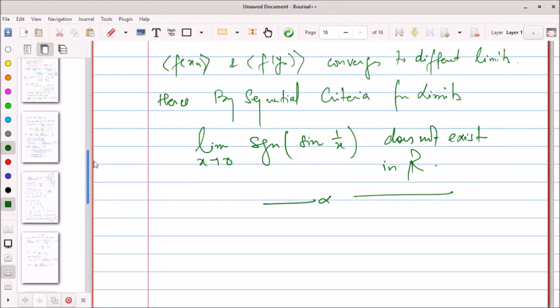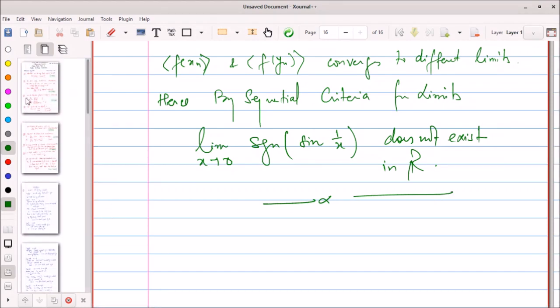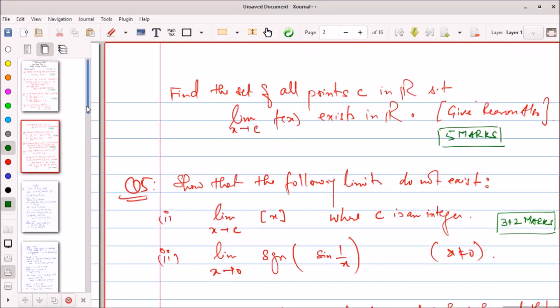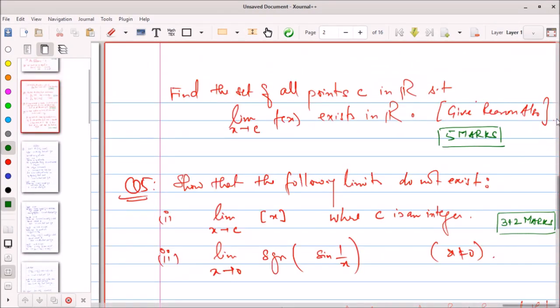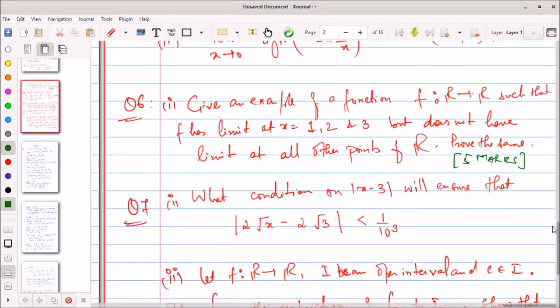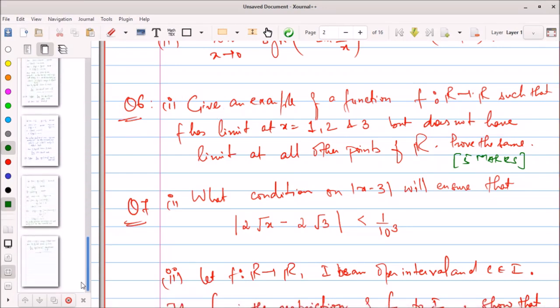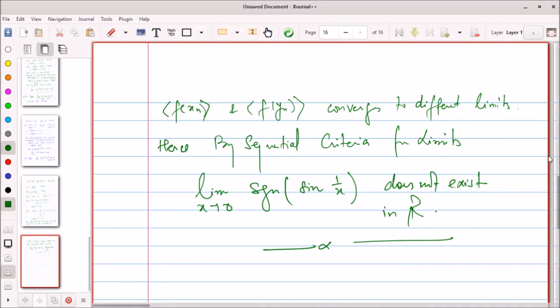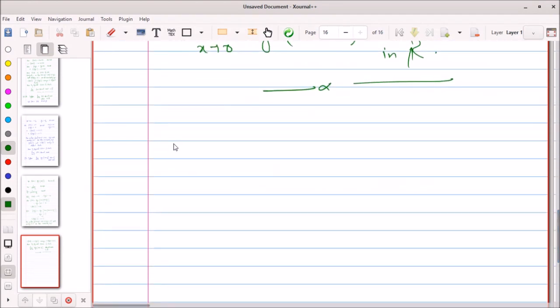Let us move to question number 6. So what is question number 6? Question number 6 is: give an example of a function f from R to R such that f has limit at x equal to 1, 2, 3 but does not have limit at all other points. So for this, we will take that Dirichlet type function.